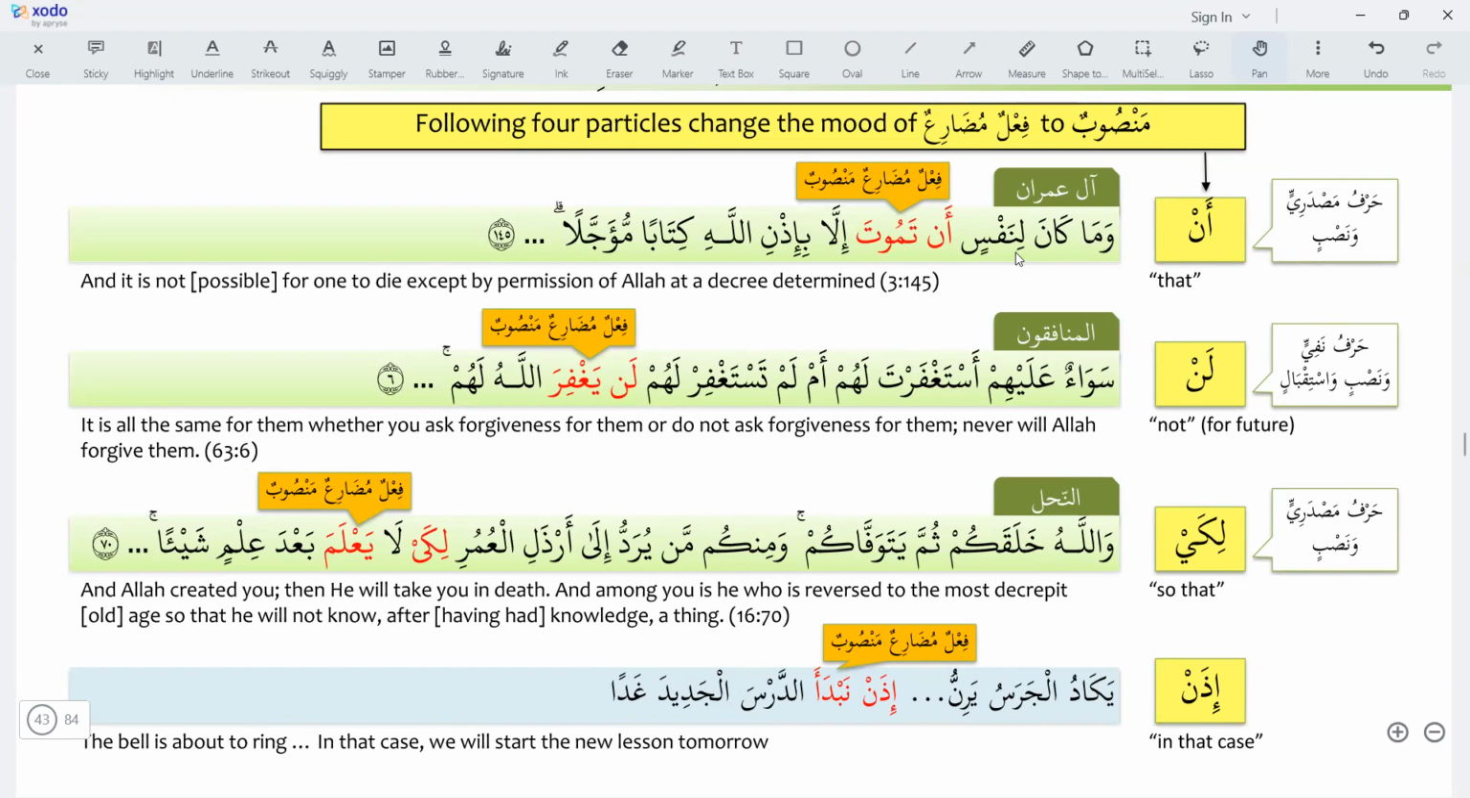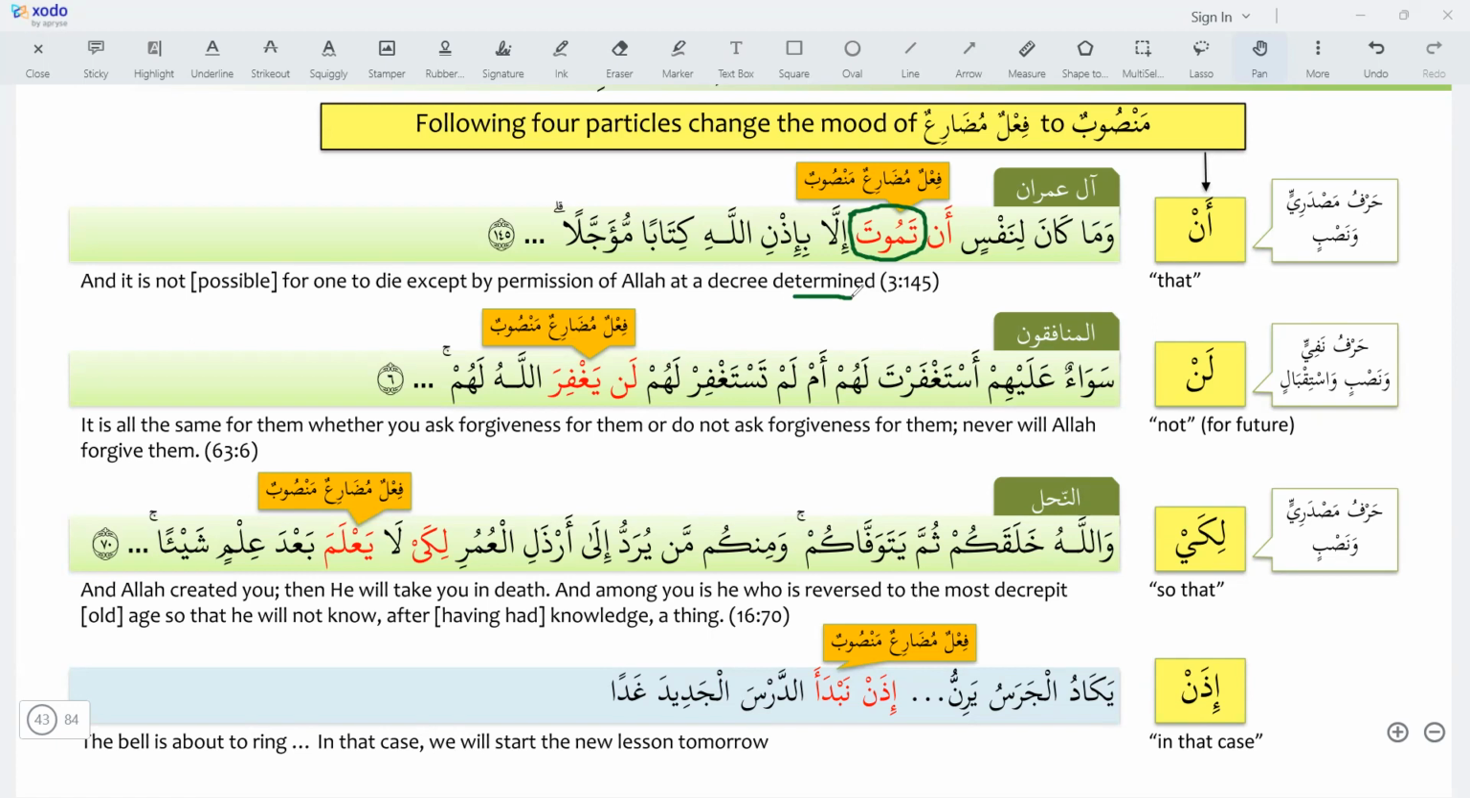Bismillahirrahmanirrahim. Wa ma kana li nafsin an tamuta. So tamutu changed into tamuta because of this an. It is giving mansub to the verb. Illa bi isnillahi kitabam muajjala. And it is not possible for one to die except by permission of Allah at a decree determined.